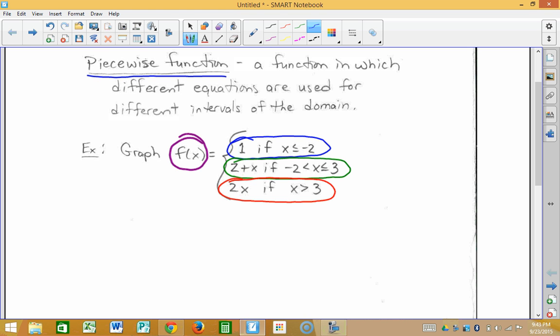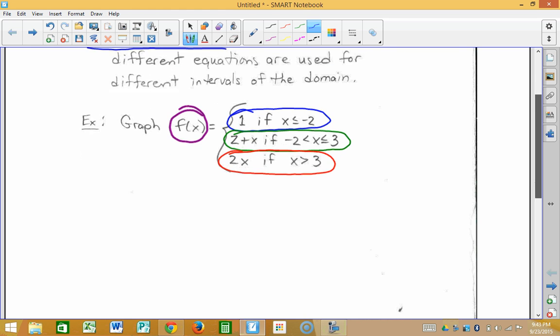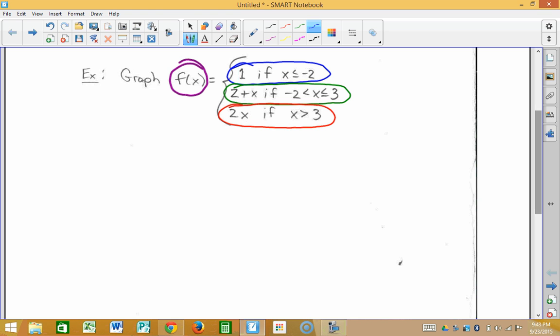So how do you graph a piecewise function? Well, the easiest way that I believe is to make a table. Okay, so we're going to make a table for each piece of this function. So let's start with the blue piece. Okay, so we have an x and we have a y. Now, y is going to be equal to whatever part is on the front half of our circled area.